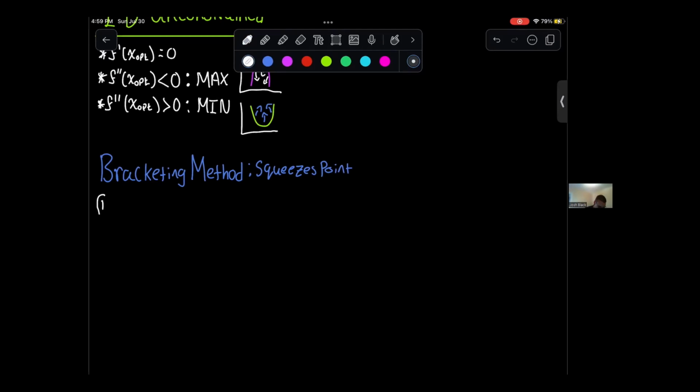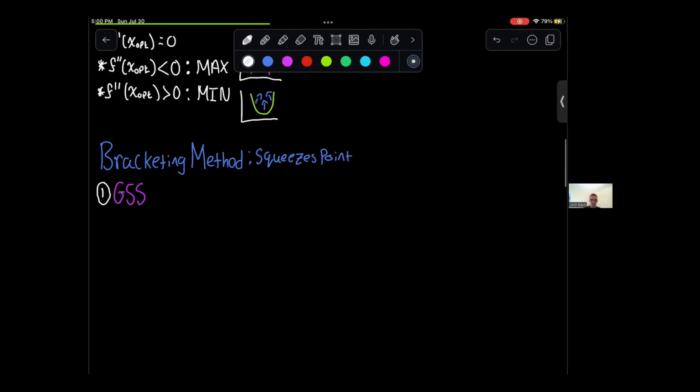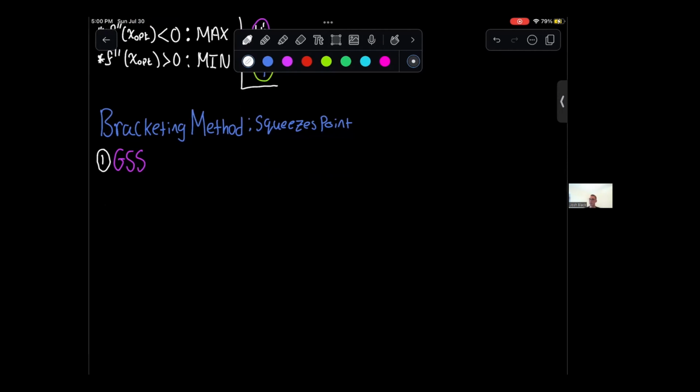The first bracketing method is the golden section search method, or the GSS method. Now, I don't think this method's very hard. There's just a lot of if statements and a lot of changing around that you're going to have to get used to. Now, what this does is it pins your optimum between 4 points.